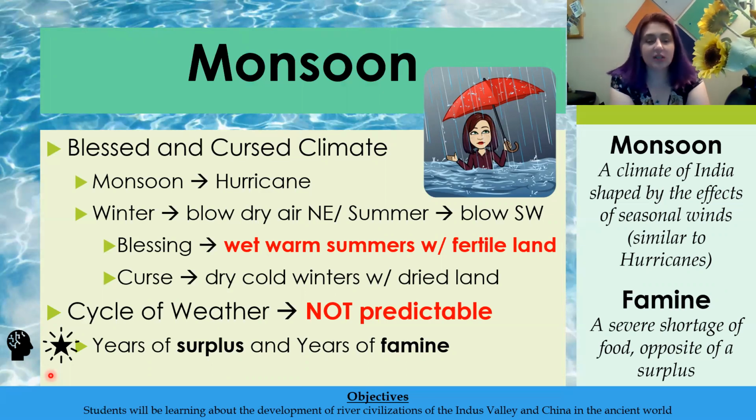The biggest concern was the cycle of weather of the monsoons was not very predictable. While I say winter and summer, it could be in the middle of summer when you have a monsoon hit, which would allow for a lot of time of surplus and famine. What that means is you would have years of lots and lots of food and growing, and then you would have years of nothing. So it made it really difficult to keep a civilization going because they didn't always know how long they would have land that was farmable versus land that wasn't farmable.